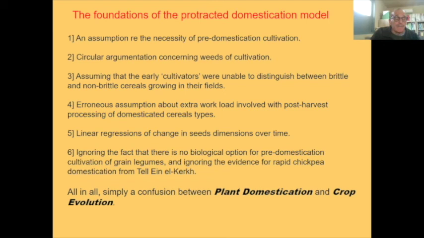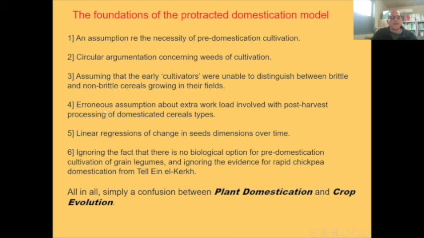Maybe if there are questions, but one has to bear in mind that the protracted domestication model relies on a long list of assumptions. For example, it assumes the necessity of pre-domestication cultivation. Those are the husbandry operations that automatically select for the domestication phenotypes. They involve circular argumentation concerning weeds of cultivation, weed remains that are thought to have existed in the fields. They assume that early cultivators were unable to distinguish between brittle and non-brittle cereals. They also use an erroneous assumption about extra workload involved with post-harvest processing, like the release of the grains from the chaff.